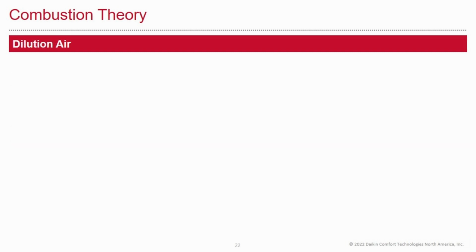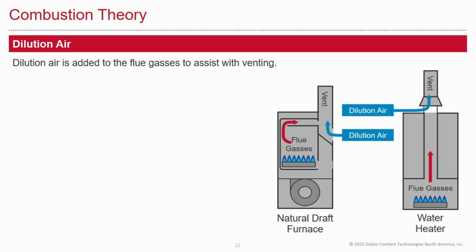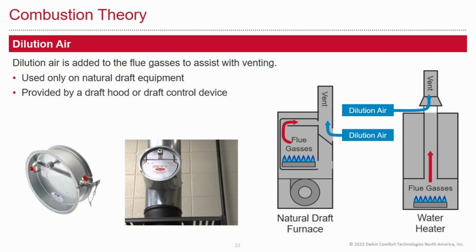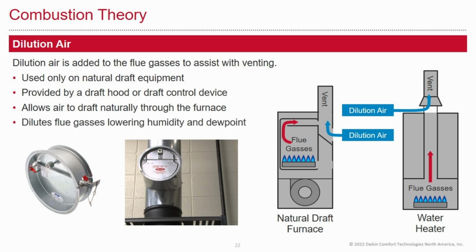Dilution air. Dilution air is added to the fuel gases to assist with venting. It's used only on natural draft equipment. It's provided by a draft hood or a draft control device. It allows air to draft naturally through the furnace and dilutes flue gases, lowering humidity and dew point.